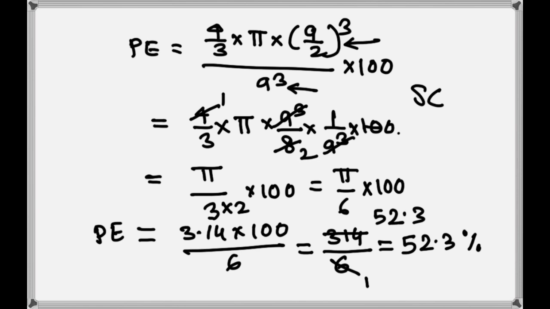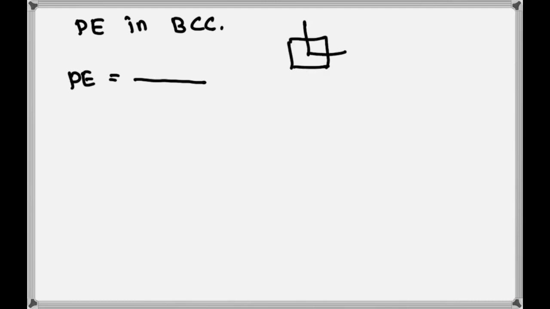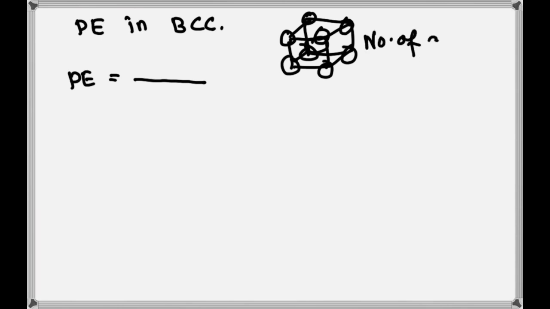Now let's move towards the second one, that is body centered cubic. Packing efficiency in body centered cubic lattice. The formula is the same: packing efficiency is volume of the number of atoms present in a unit cell divided by volume of unit cell. In case of body centered cubic unit cell, we know there are 8 atoms at the corners and 1 atom present in the center. So the number of atoms is 1 plus 1, equal to 2. So there are 2 atoms.